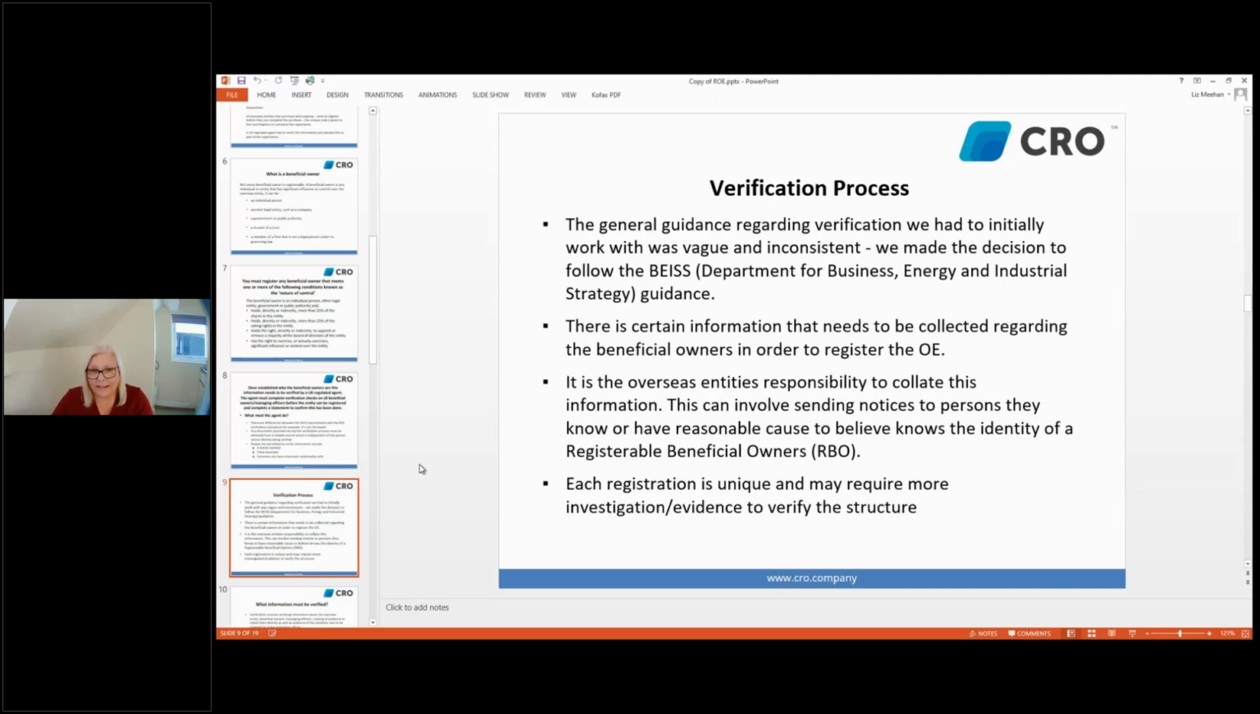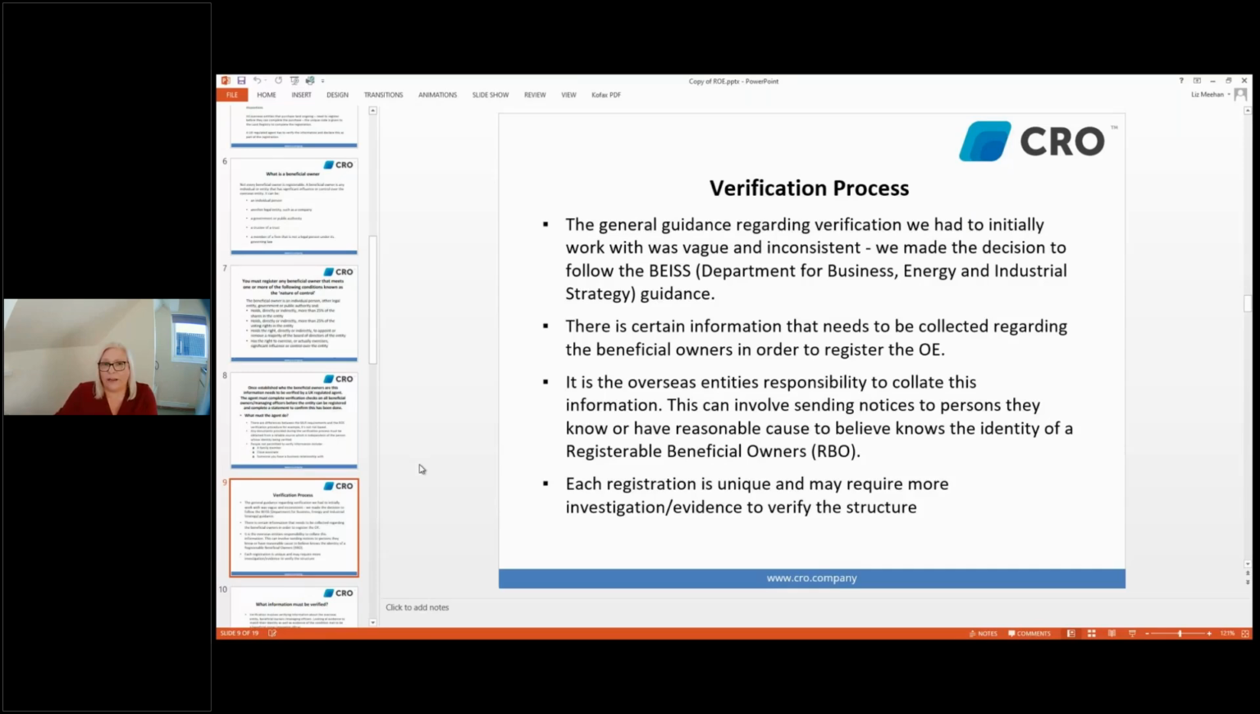It is the overseas entity's responsibility to provide this information. It's the agent's responsibility to verify that information. It could be that the overseas entity has to write out to people to confirm who are registrable beneficial owners, but they must show and prove that they've taken every step that they can to identify who the registrable beneficial owners are at the end of the day.